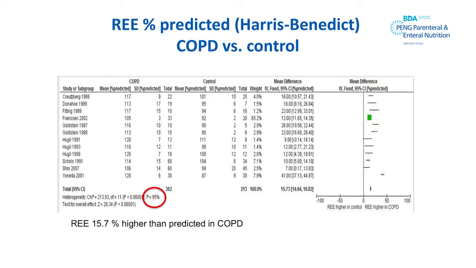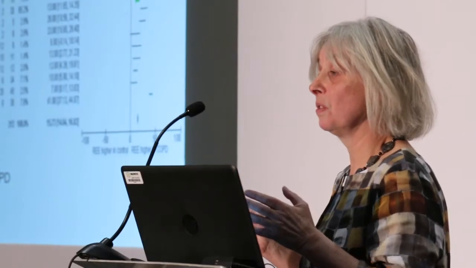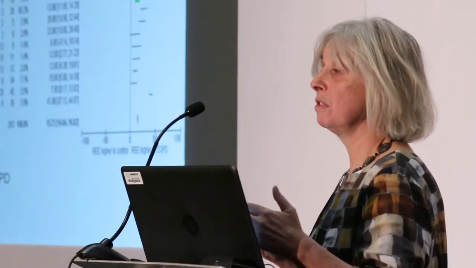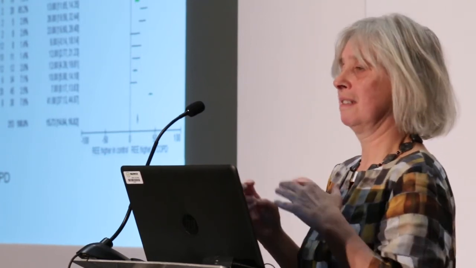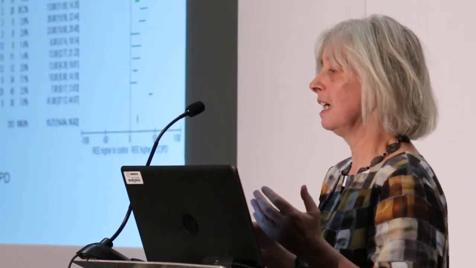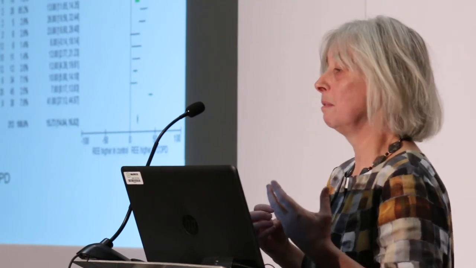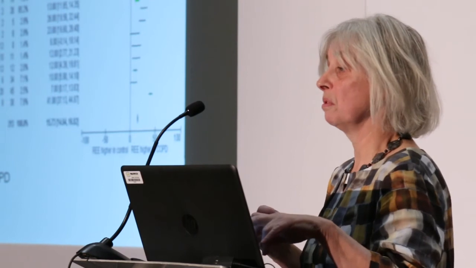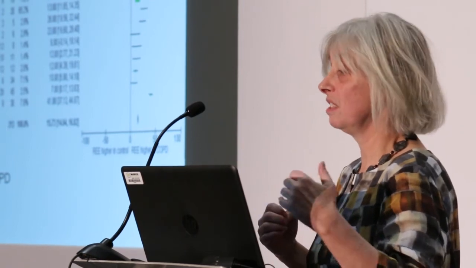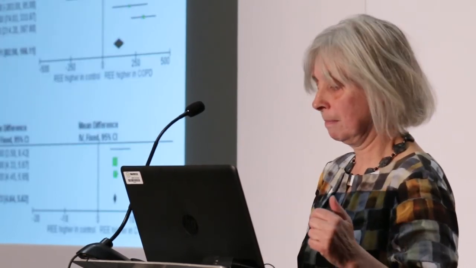Well, this has an I-squared of 95%, which means no, it doesn't. It means they're going in slightly different directions and the effect size is not the same. So it's an unreliable result, okay? Now, a lot of people would say, this proves that patients with COPD have 15% higher predicted Harris Benedict than controls. This meta-analysis doesn't prove that. It's an indication, but it certainly doesn't prove that.